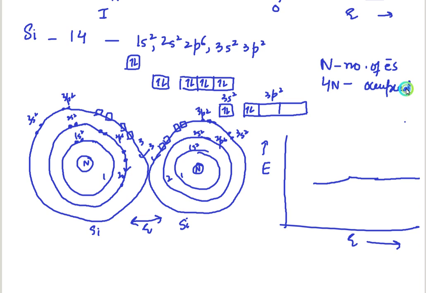And how many levels are empty in the outer shell? In terms of N, where N is the number of electrons. 4N are empty. In the outer shell, what is the total number of levels?